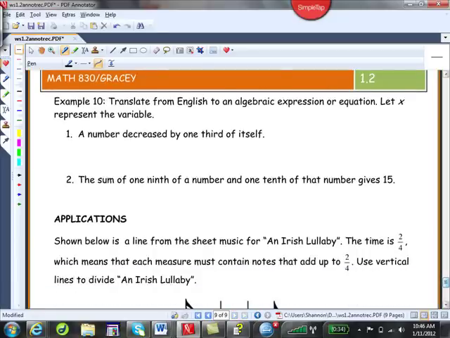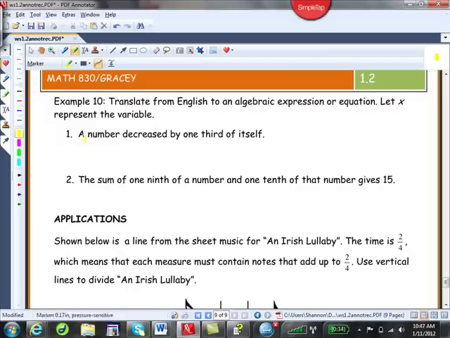Like I said before, math is a foreign language. So here, what we need to do is take these English phrases and translate them to an algebraic expression. We're translating English to mathese. And we're going to go ahead and just use x as the variable. So you just break it down. A number.